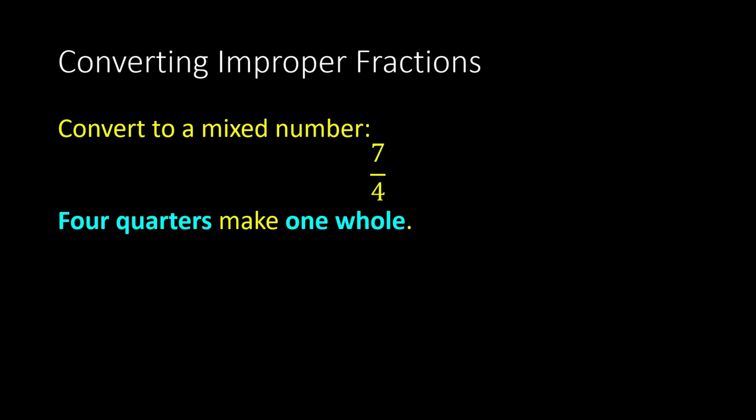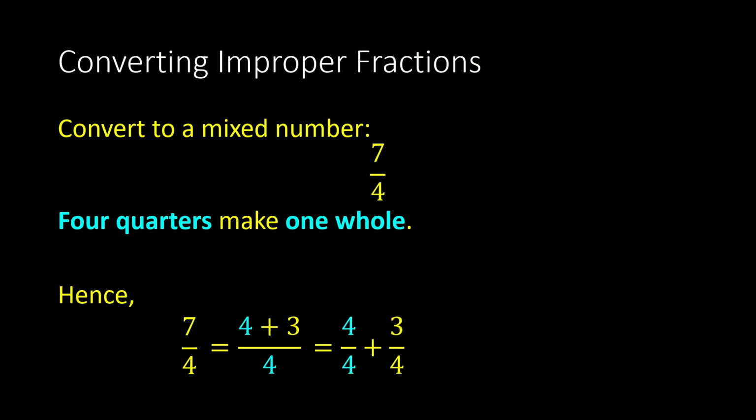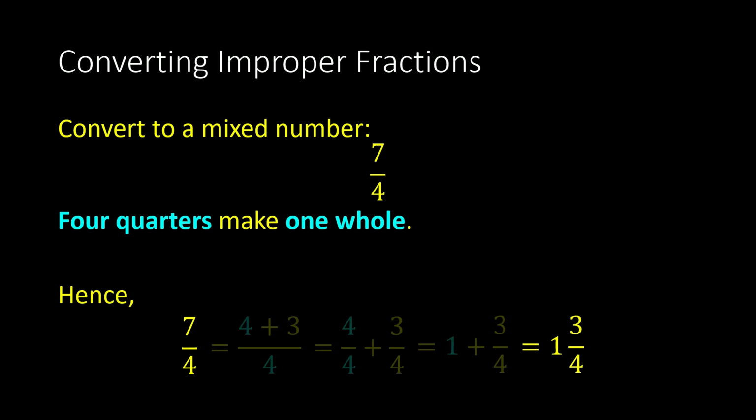Notice that 4 quarters, or 4 out of 4, make 1 whole. Therefore, 7 over 4 equals 4 over 4 plus 3 over 4, which equals 1 plus 3 over 4, which can be expressed more succinctly as 1 3/4. Therefore, 7 over 4 equals 1 3/4.